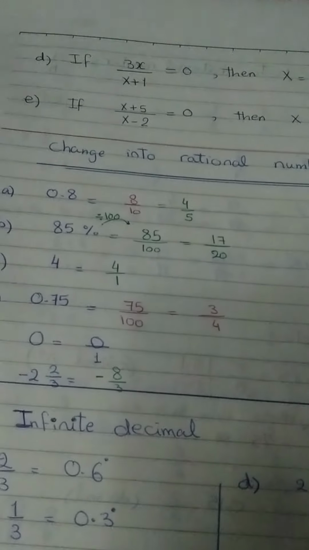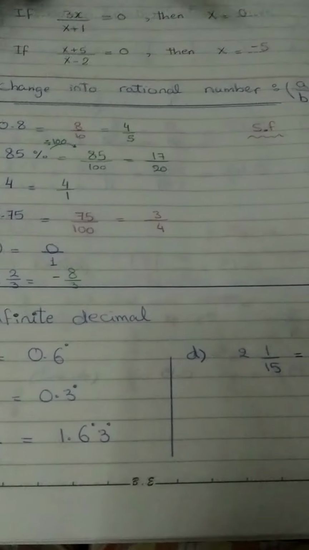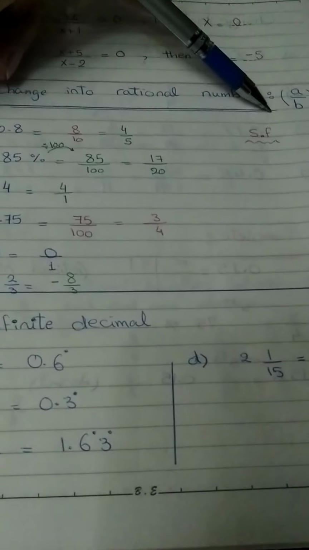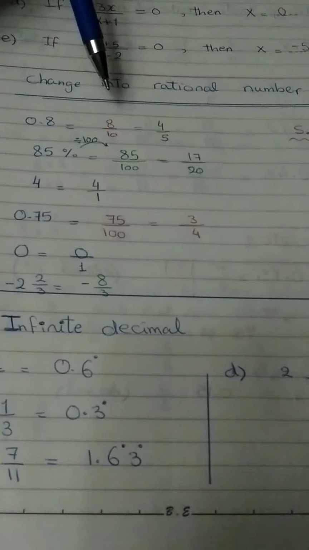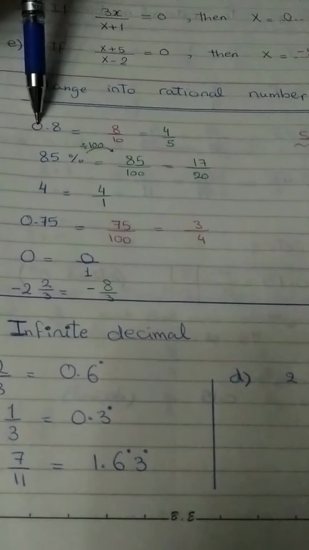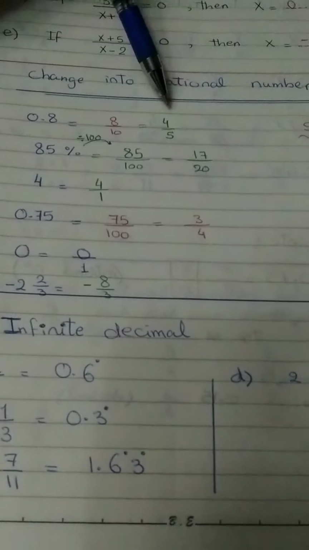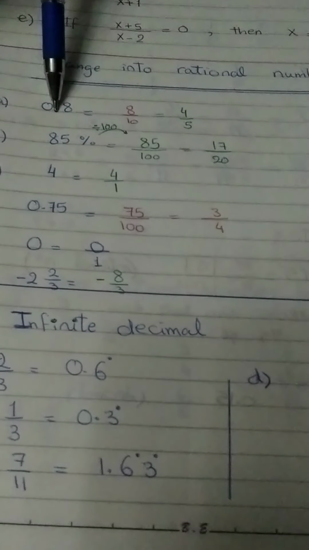Exercise 4. Change into a rational number. Change into a rational number means that I have to put it in the form of a over b in the simplest form. When it's a decimal, I'm going to make it 0.8, so it's 8 over 10. In the simplest form, 4 over 5. And that comes easily using a calculator.